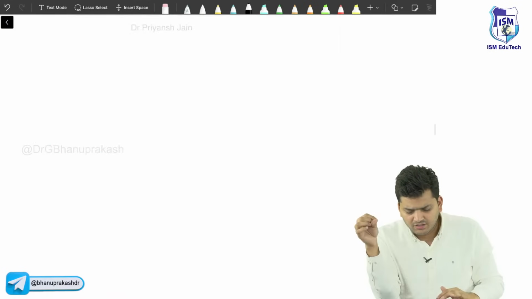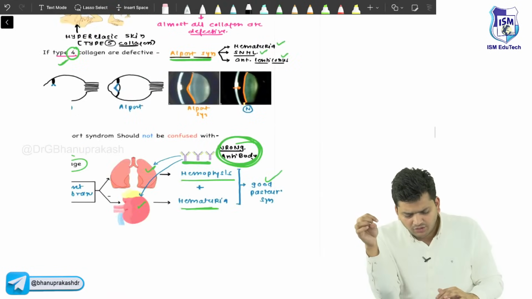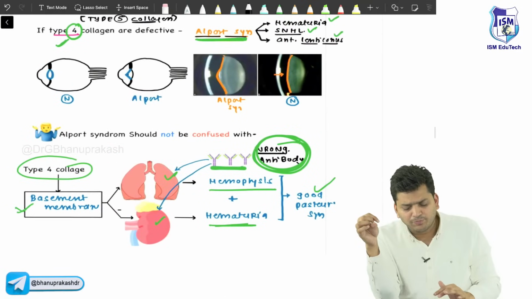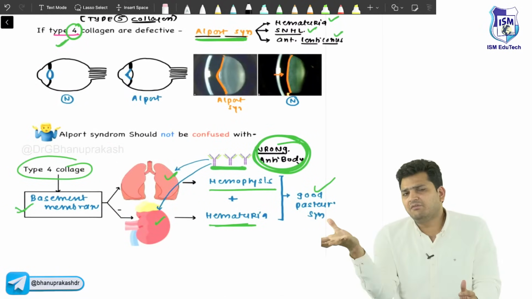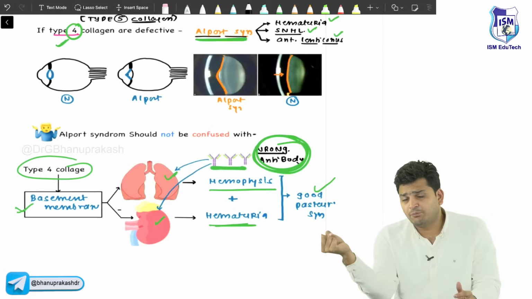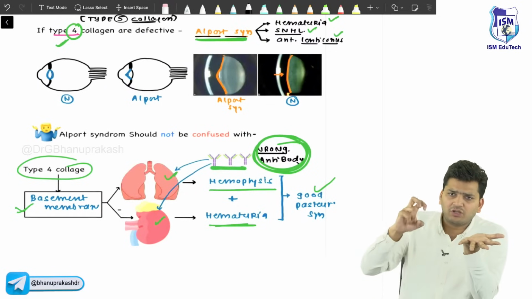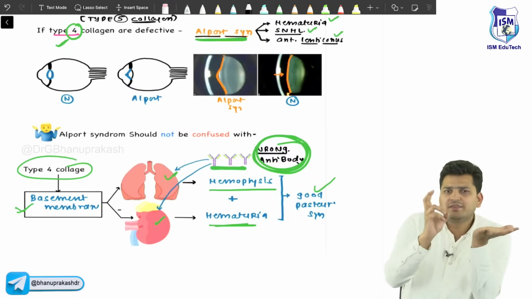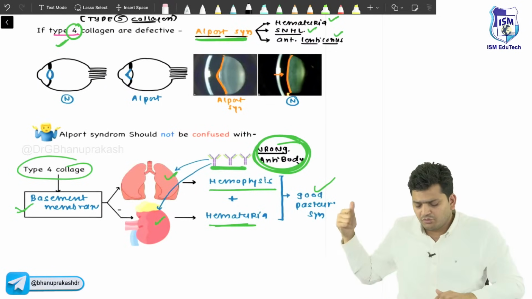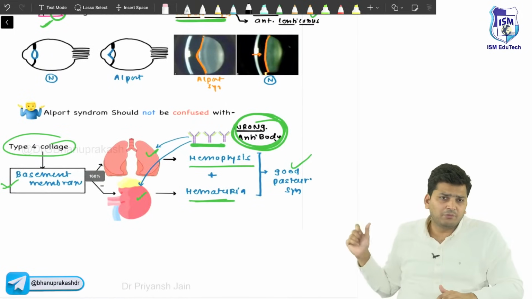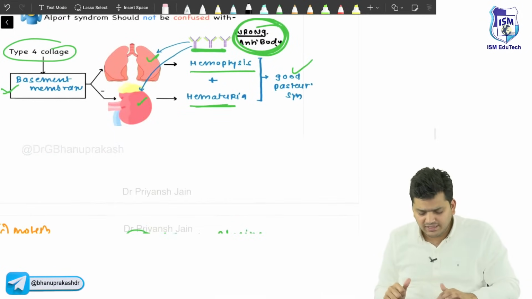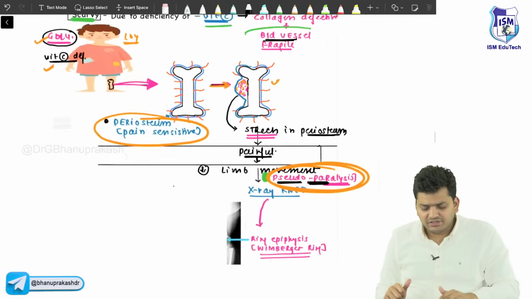Then we have discussed about Alport syndrome and Goodpasture syndrome. In Alport syndrome, the type 4 collagens are defective. That is called Alport. If the type 4 collagen is normal, but the wrong antibody is destroying this collagen, that is called Goodpasture. The symptoms of Goodpasture are going to be hemoptysis and hematuria.